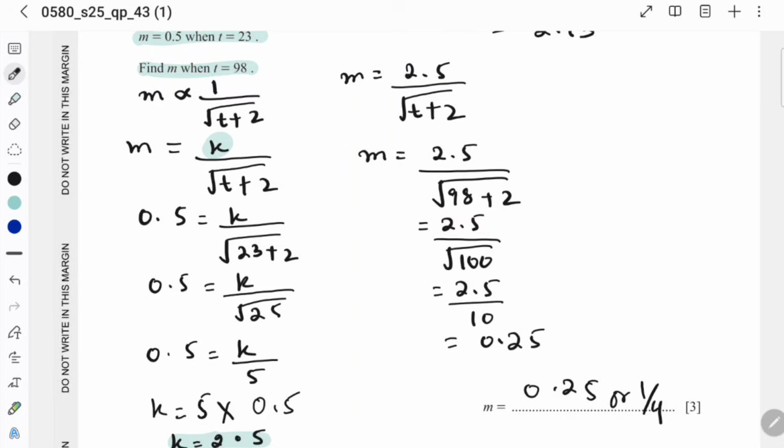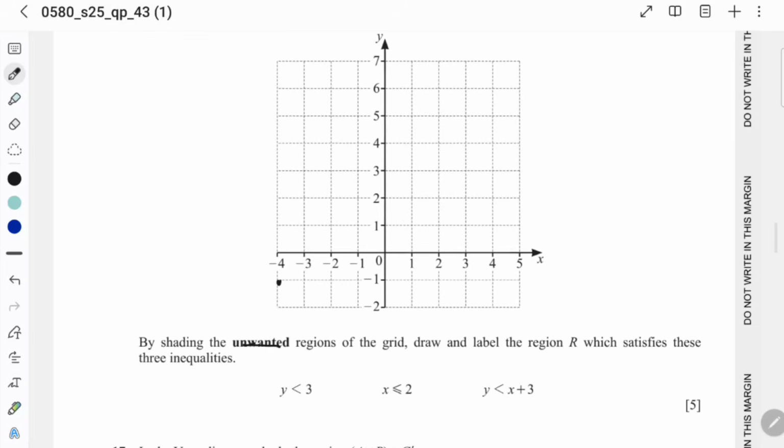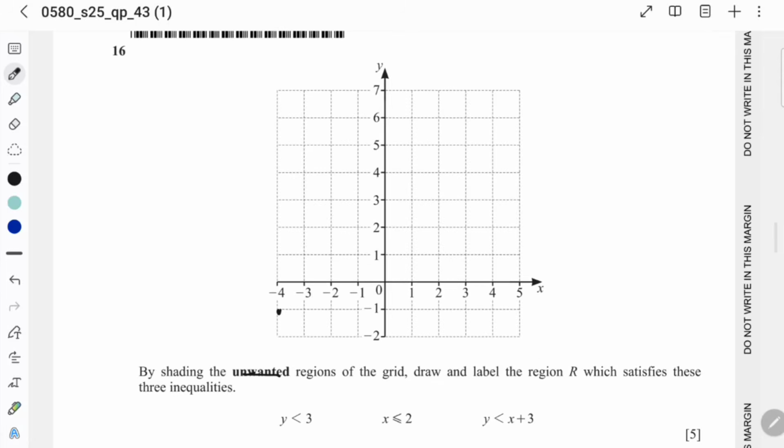Move to the next question, question number 16. In question number 16, you can see the grid. By shading the unwanted region, it means you don't have to shade wherever the greater than or less than symbol points. You'll have to shade in the opposite direction. So by shading the unwanted region, which is not in the region of the grid, label the region R which satisfies these inequalities.